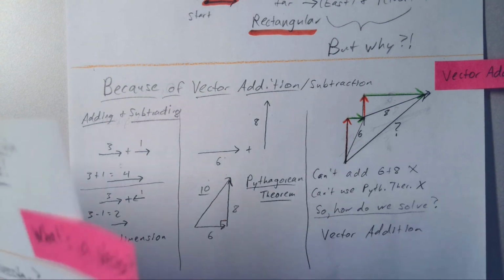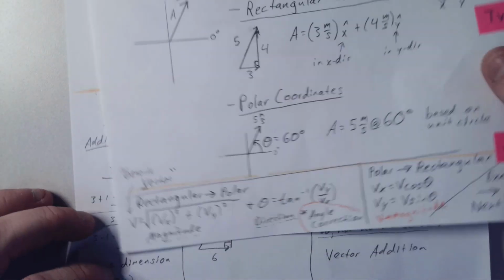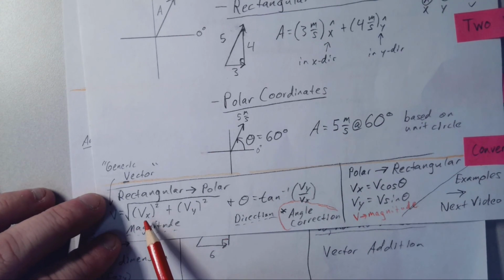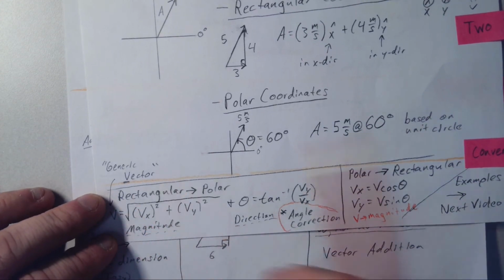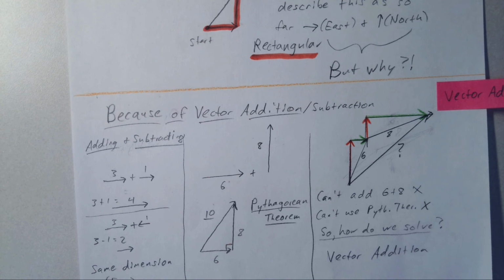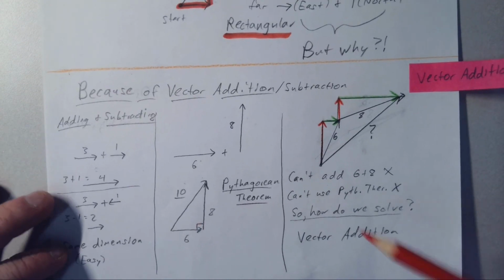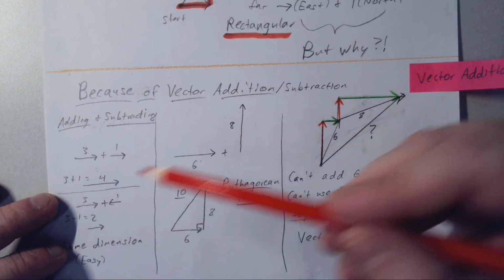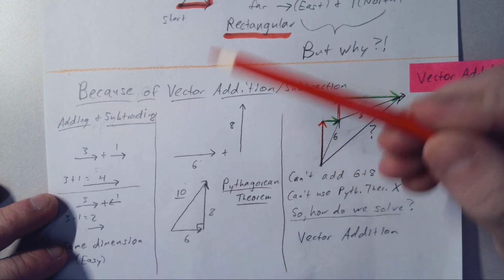If I go back just real quick to these equations down here, that's what you did. You would take 6 squared plus 8 squared, square root that, and you get 10. So that's not so bad. But look, they're still perpendicular. They're either completely horizontal or completely vertical.